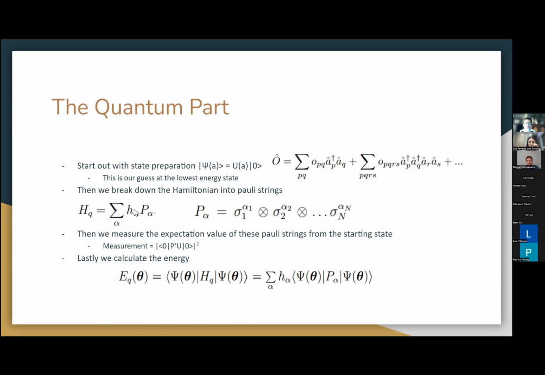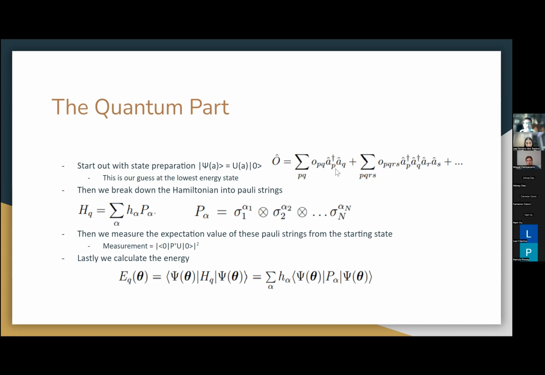What if your energy is like 3 or something? So there's a coefficient, and then there's these Pauli strings P, and we want to measure these Pauli strings as an expectation value of these over our fine-tuned wave function. That's supposed to be an approximation of our ground state.